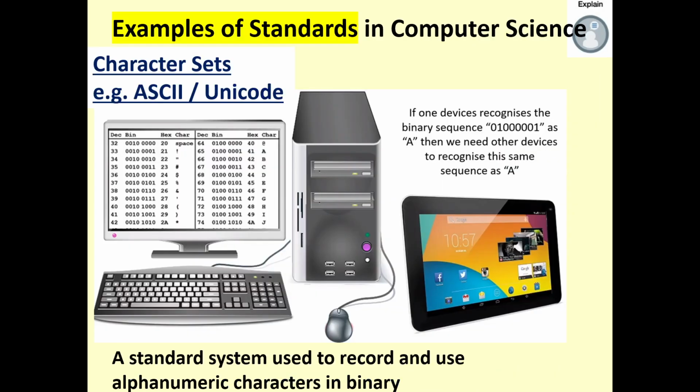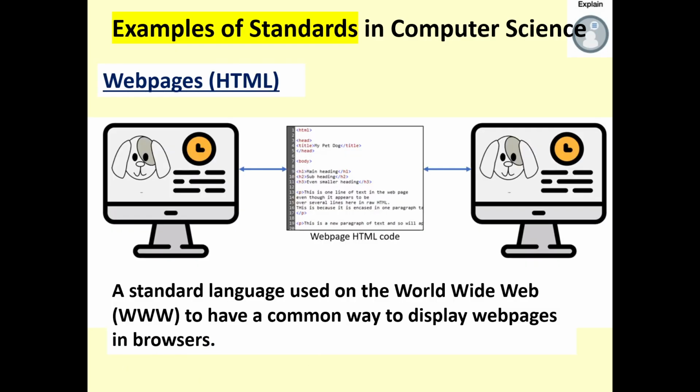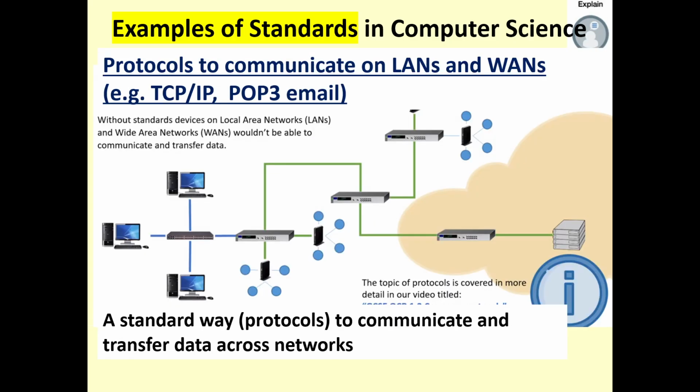These are examples of standards that you should have in your mind, okay? Character sets. A character set is a standard way of storing text on the computer. Things like ASCII, Unicode. Web pages use HTML. The language is a standard way to display web pages on computers across the world. We have protocols that we've talked about, things like TCP/IP, POP3, email, etc. Those are a standard way, a protocol, to communicate and transfer data.